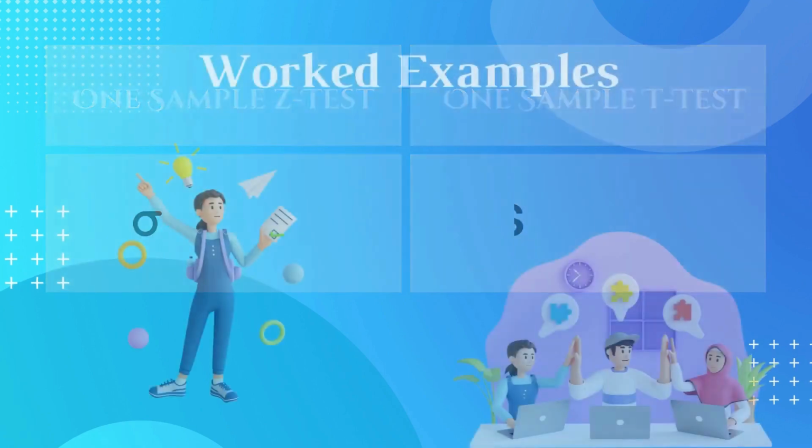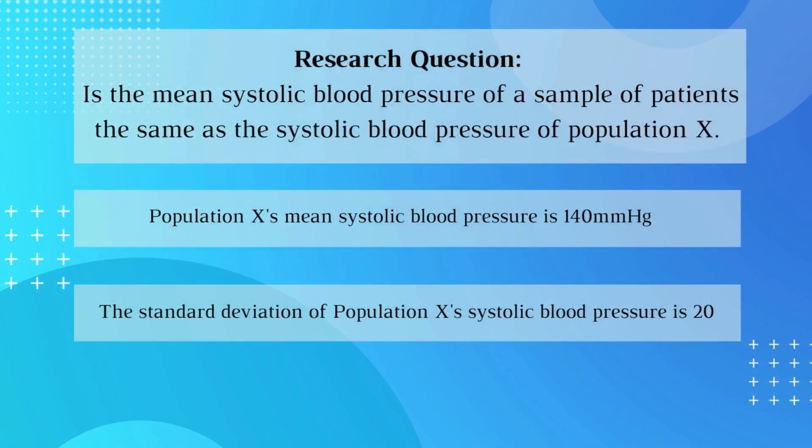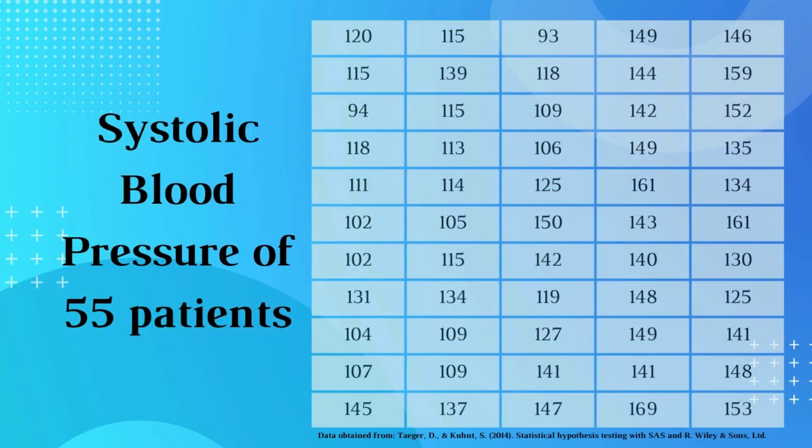Now that we know which test to use, let's look at some examples of each test. The research question is: is the mean systolic blood pressure of a sample of patients the same as the systolic blood pressure of a population X? We are told that the mean systolic blood pressure in population X is 140 millimeters of mercury, and that the standard deviation is known to be 20. We are given a sample of 55 patients and their systolic blood pressure in millimeters of mercury.